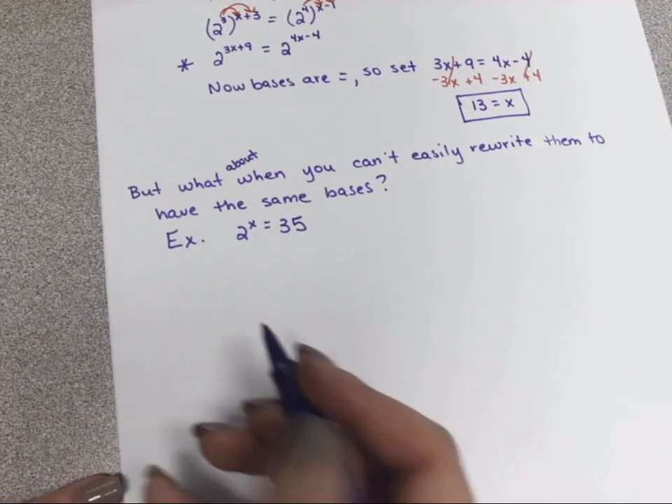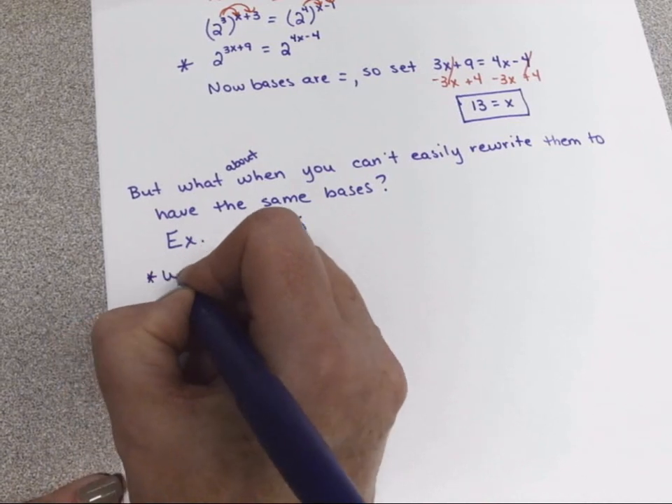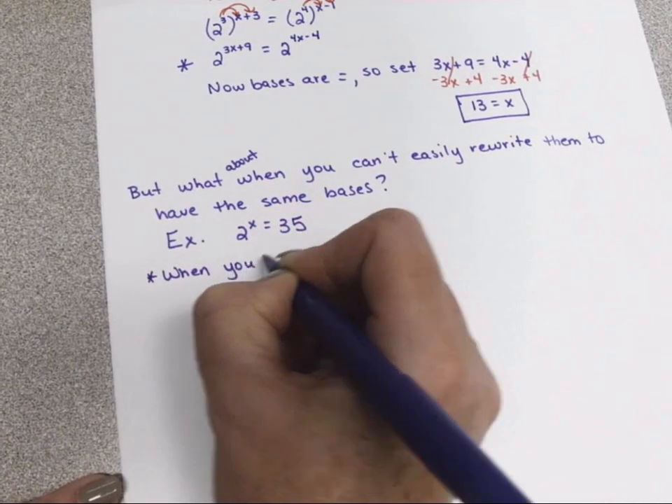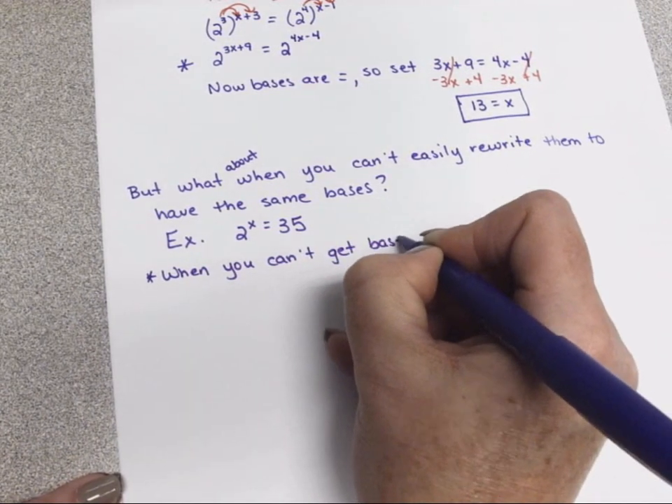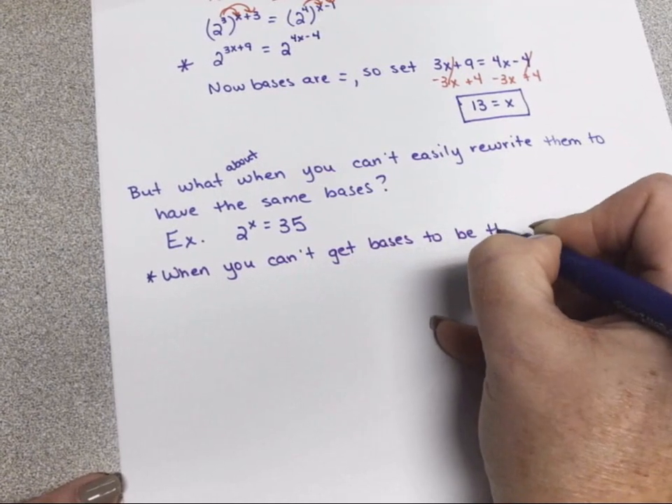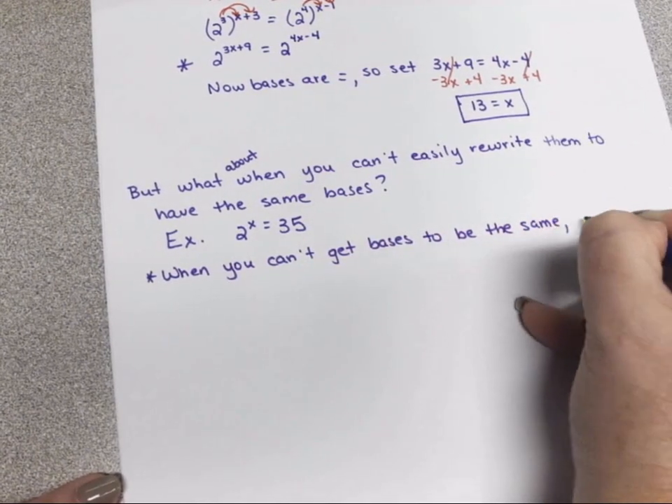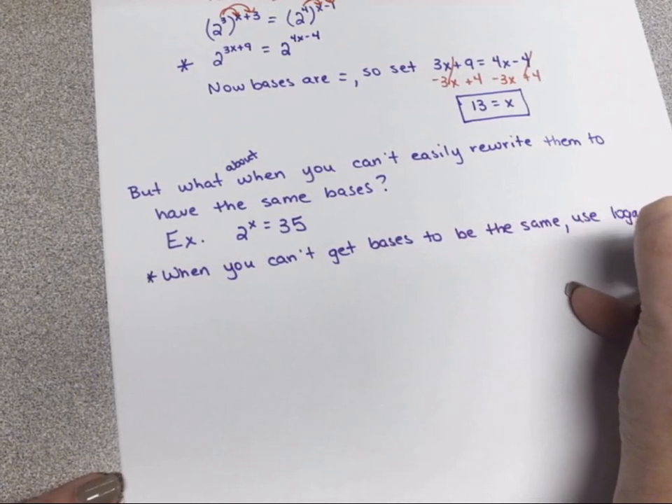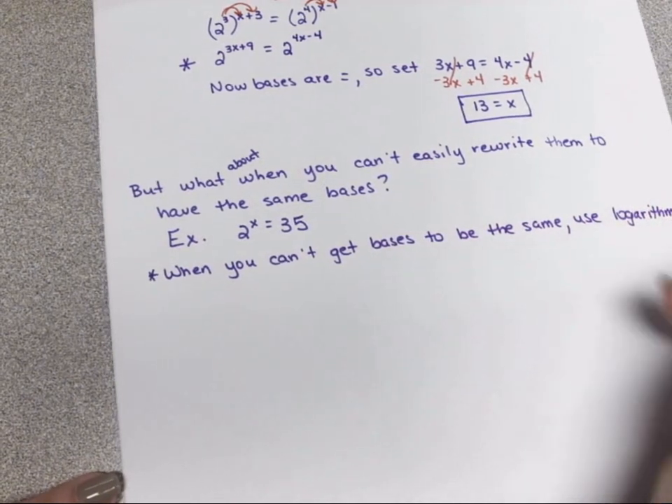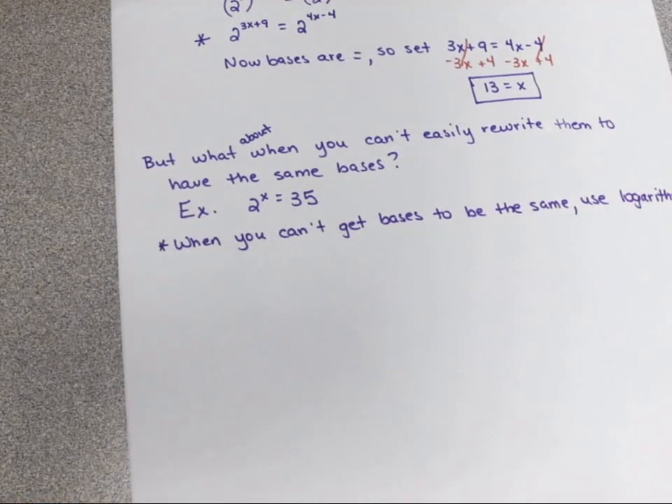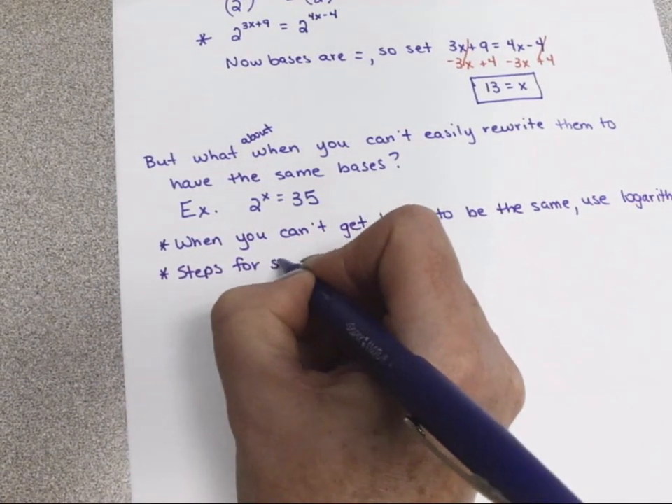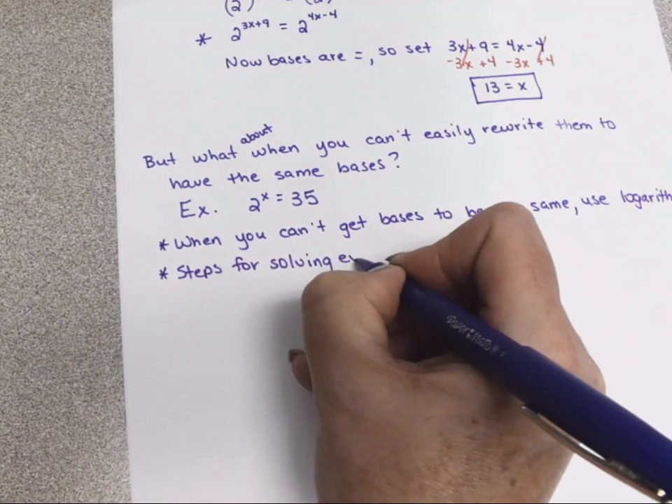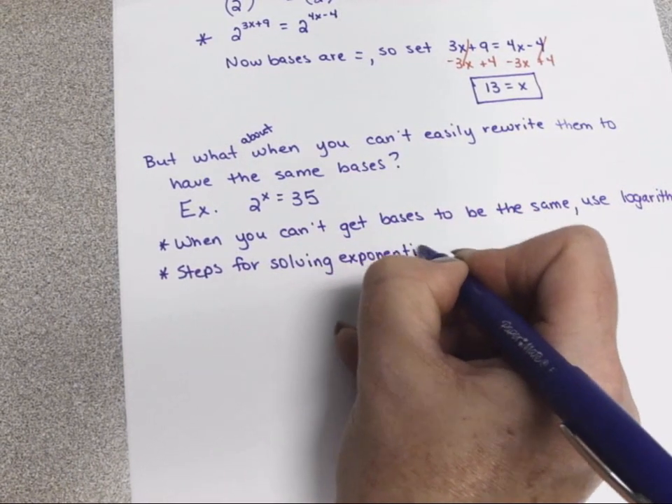So when you can't get the bases to be the same, I'm going to show you a second process. This is actually one of the main reasons we teach y'all logarithms to begin with. So when you can't get the bases to be the same, we're going to use logarithms to solve instead. And we'll come back to this question, but I want to list for you some steps on what to do. So the steps for solving exponential equations when the bases just won't be the same no matter what we try.